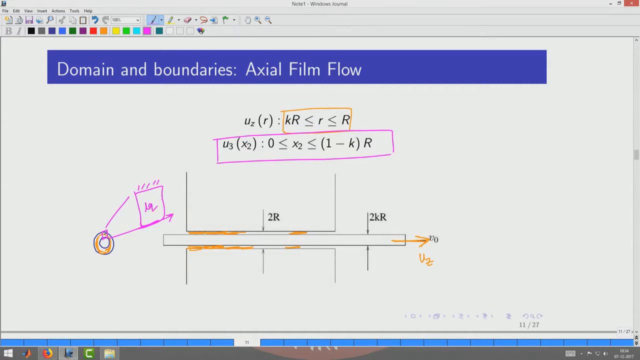So, you can pretend that the domain is rectangular in nature, and say that the domain is going from 0 to 1 minus kr, where the 0 starts on the surface of the shaft and 1 minus kr ends here. So, this gap is now our domain, and the variation in the radial direction is in this case the x2 variable. So, we choose that this is the x2 direction and this is the uz flow. So, that is now our problem in the case of an axial film flow, where the annular gap is very small compared to the diameter of the rod.